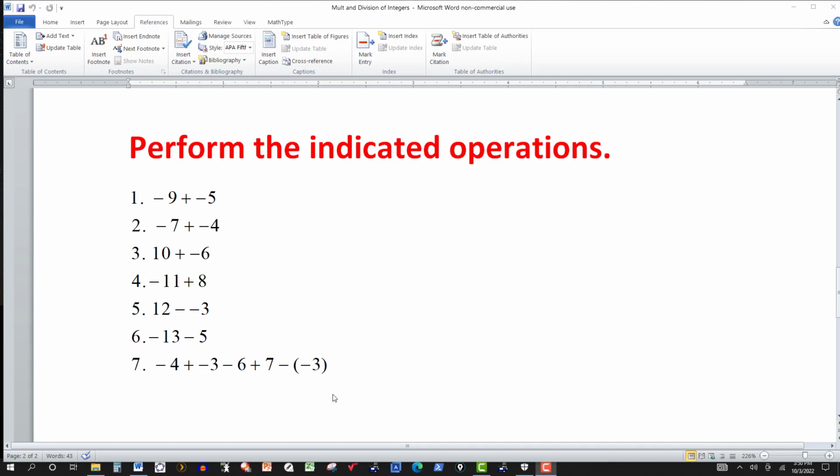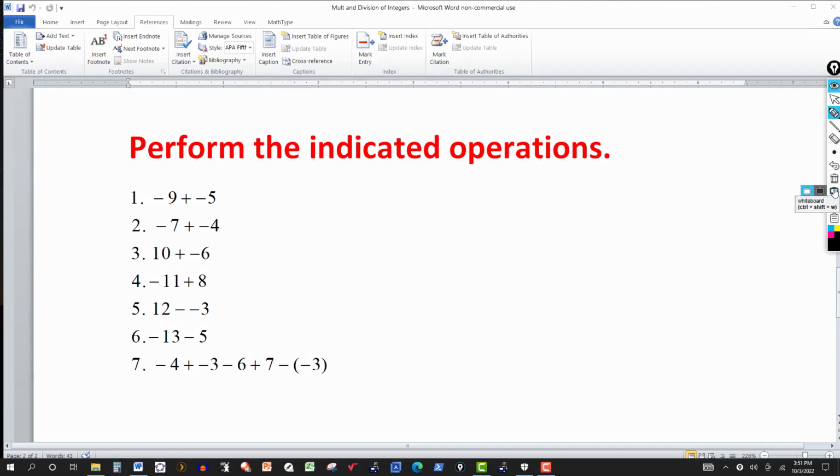You want to pause the video and see if you can work these out, and then I'll come back. Okay, let's go through these. I'll go through the rules as we go through the solution of these. We had mentioned that if you're adding two integers, and these could be numbers, any number, doesn't have to be an integer, but we're going to focus on integers.